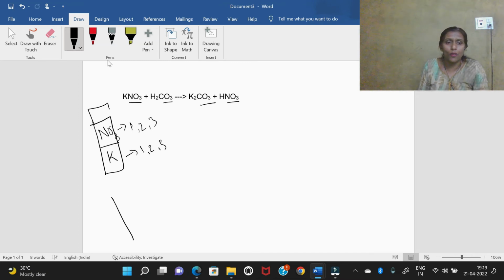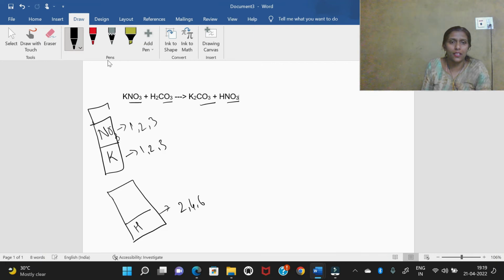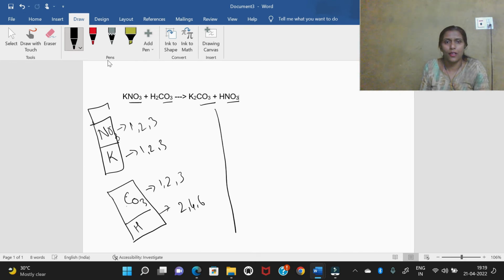Now let us go for H2CO3. H is in the multiples of 2, 4, 6 and CO3 as I said is in the multiples of 1, 2, 3. Okay. So let me come to the demand side. There is one family which wants K2CO3. In there, they are looking for K as 2 kgs.